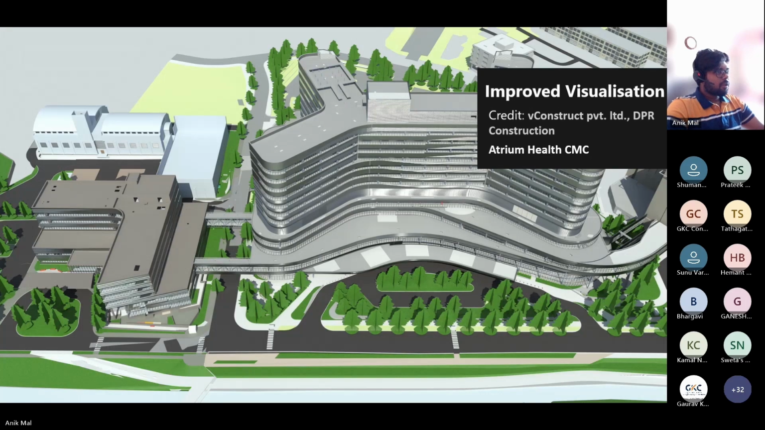Moving forward, this is the next project. We call it the Atrium Health CMC. This is an expansion project which encompasses a vast area of 2 million square feet that includes the removal of old outdated buildings to enable the construction of two replacement facilities.